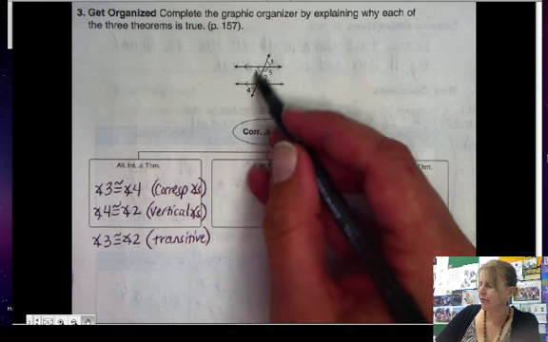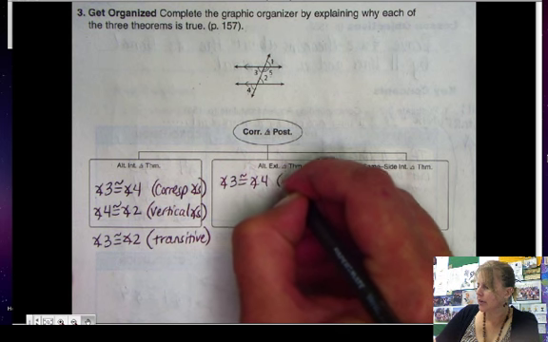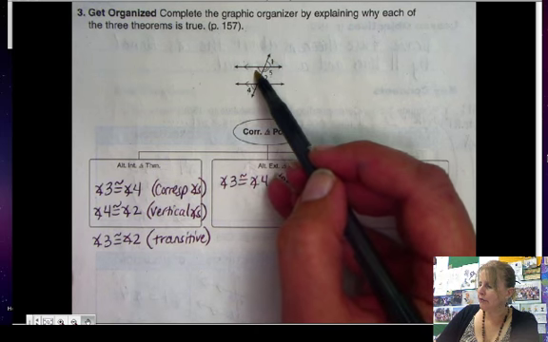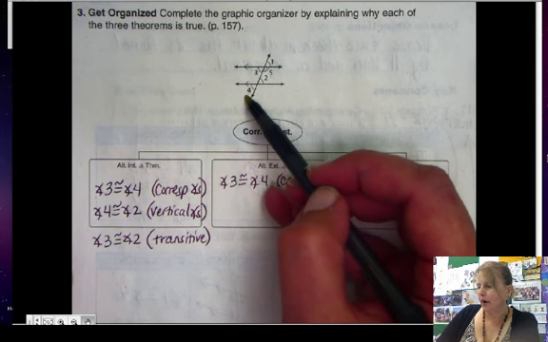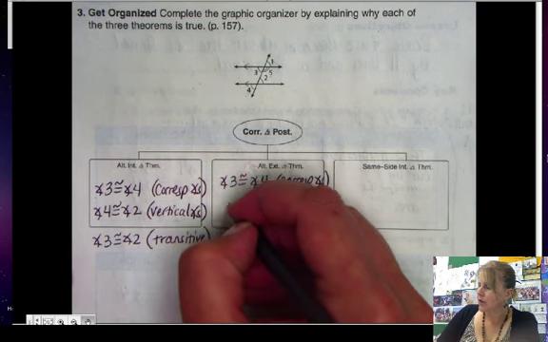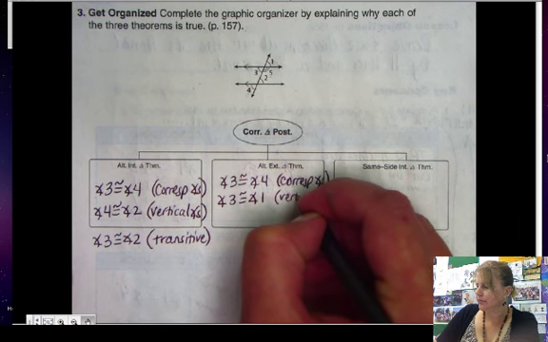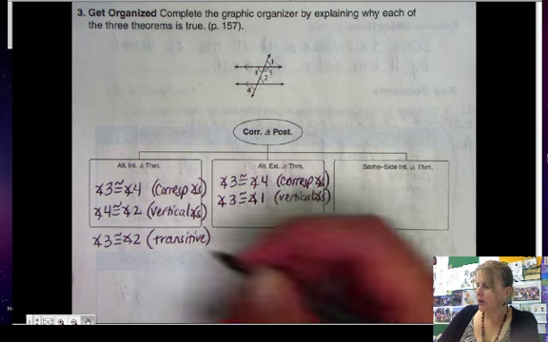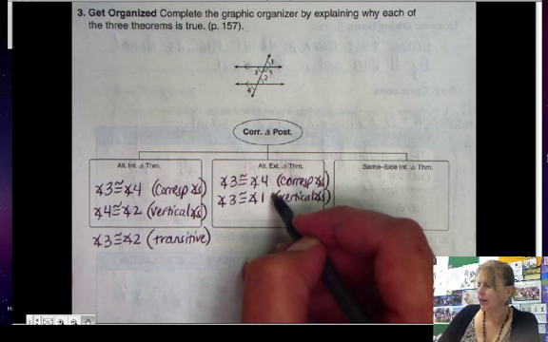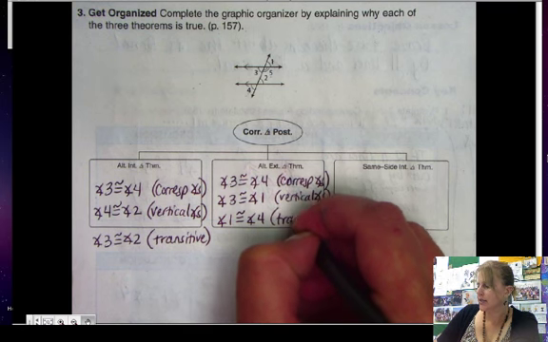So we're going to start again with 3 and 4. So angle 3 is congruent to angle 4, and these are corresponding angles. Now we want to get from 3 and 4 to 1 and 4. So I'm going to use vertical angles again for 3 and 1. So angle 3 is congruent to angle 1 by vertical. Now we can say then if 3 is congruent to 4 and 3 is also congruent to 1, we can say that angle 1 is congruent to angle 4, and again that is transitive.